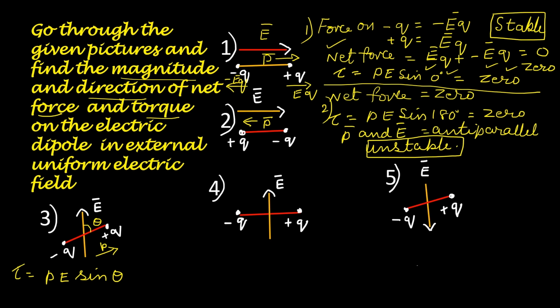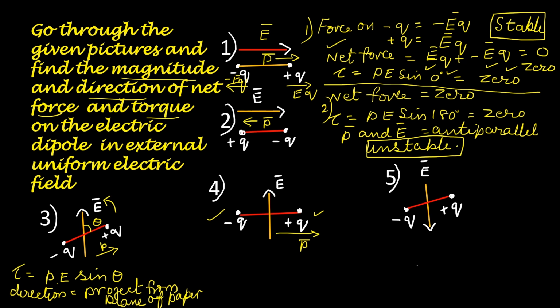This gives the magnitude, but what is the direction? This will turn in the anti-clockwise direction to align itself with the electric field direction. So, the torque will be directed, projecting from the plane of paper. Now, let us pass on to the fourth.